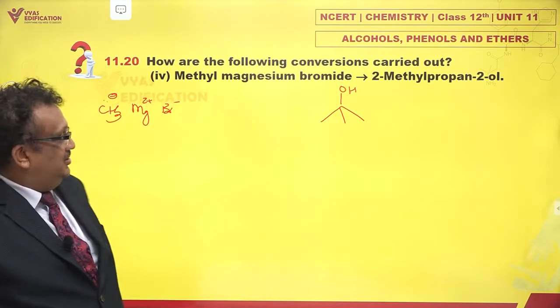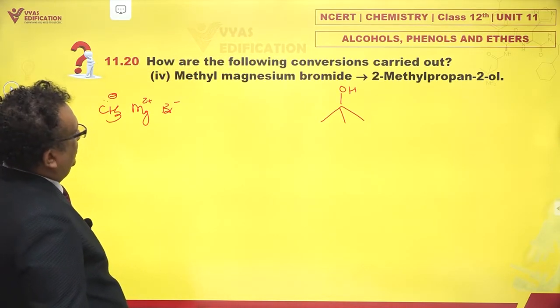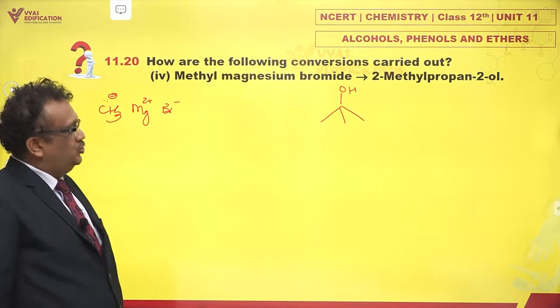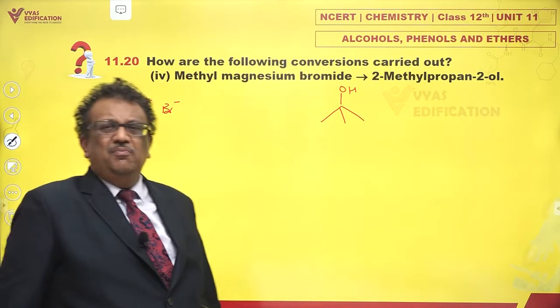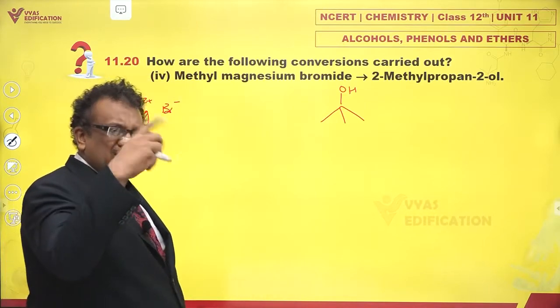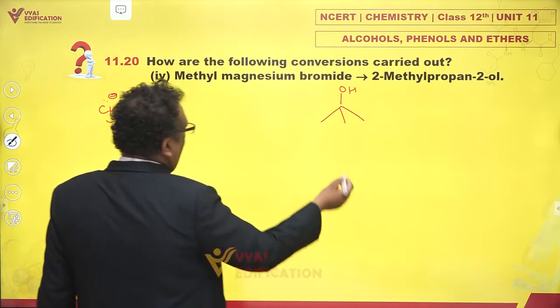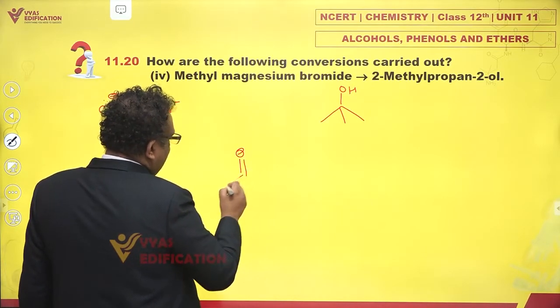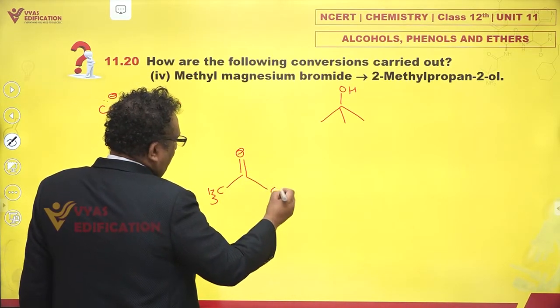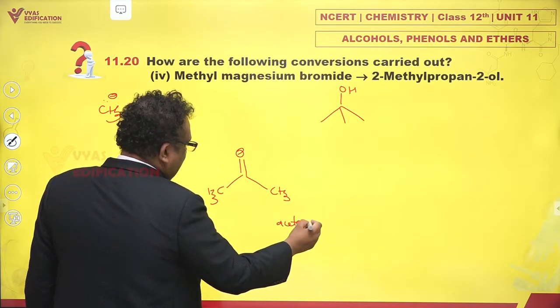How do we get that? Now, I just have a CH3 group. What do I do? There are many ways in which I could do that. If I just imagine, come one step behind, and if you had something like acetone. Acetone.